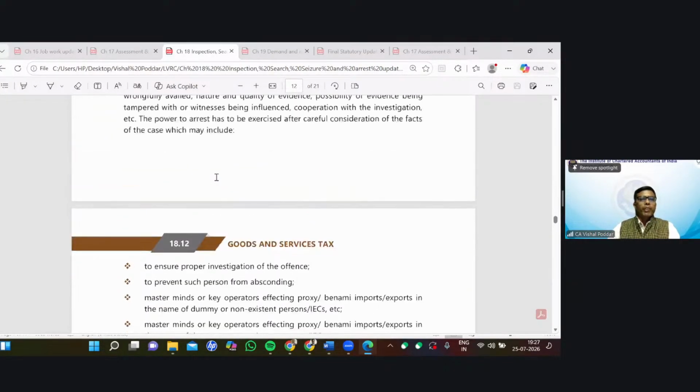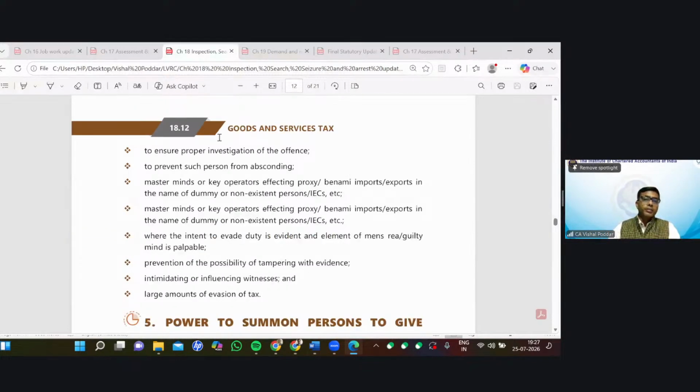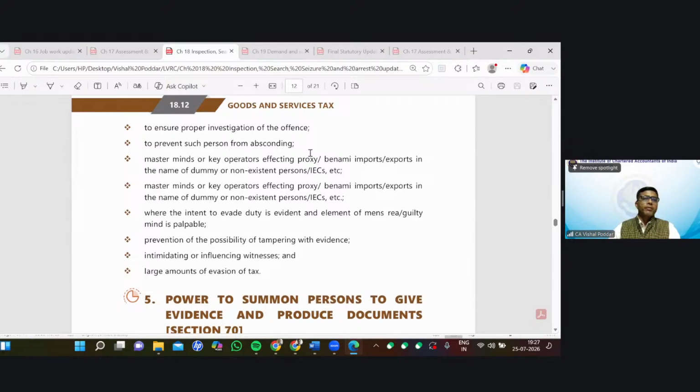Now, what facts have to be carefully analyzed before you resort to arrest? First, to ensure proper investigation. So arrest should be resorted to only where you feel that without arrest, investigation cannot happen. Second, to prevent such a person from absconding. This is the main reason why arrest is resorted to, because there is a fear that if I do not arrest the person now, the person may flee either that place or even flee India. Third, masterminds or key operators affecting proxy, benami, imports, exports in the name of dummy or non-existent persons.